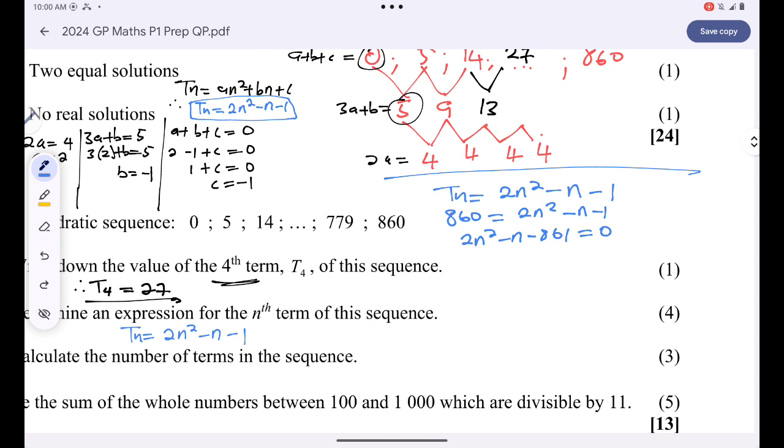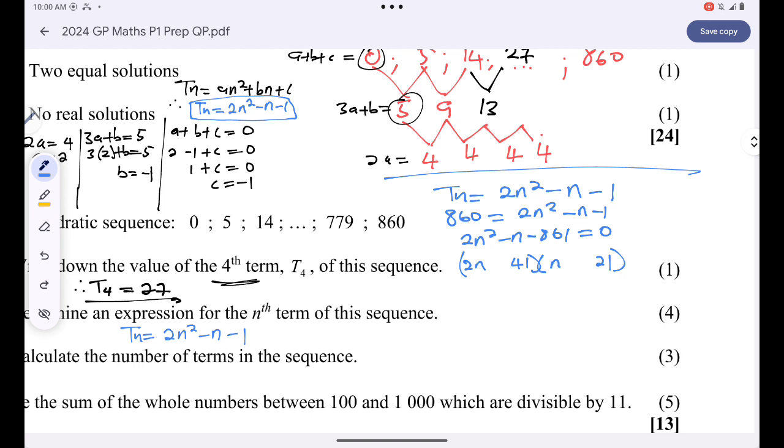Minus b, which is -1, plus or minus the square root of -1 squared minus 4ac, all over 2a. So over here, guys, we'll simply have 2n and n. We'll have 21 on the other side, and then on the other side you'll simply have 41. Yeah?